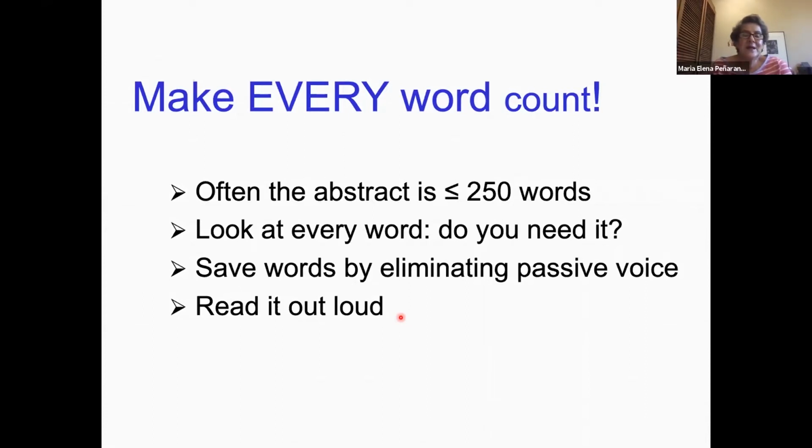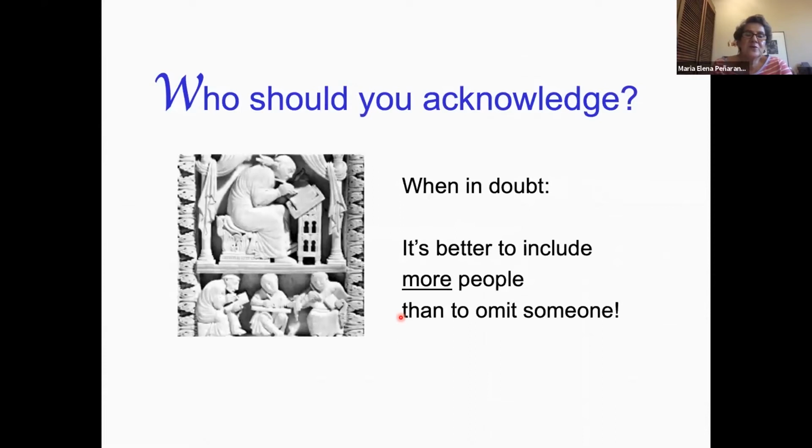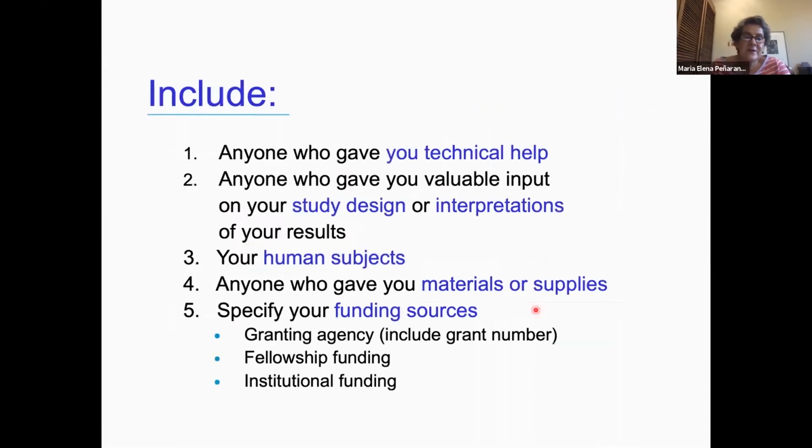Okay, so enough about the abstract. We're going to talk about acknowledgments, who you should acknowledge. When in doubt, a general rule is it's better to include more people than to omit someone. So there's no limit. I mean, you cannot have pages and pages of acknowledgments, thanking everybody, the drivers, everybody in the laboratory. But you could include all the people that really helped. And it's better to acknowledge here than to omit one, because it's not a limitation to only 3 people or 5. You can have 10 or different.